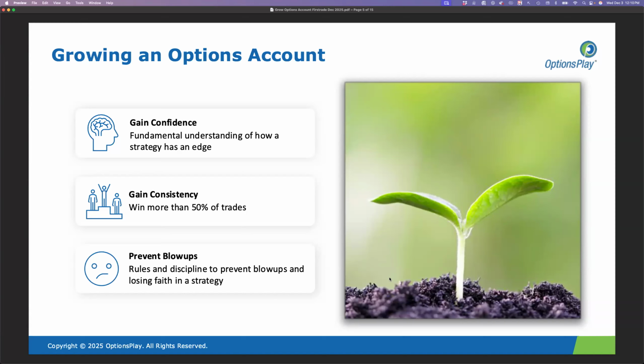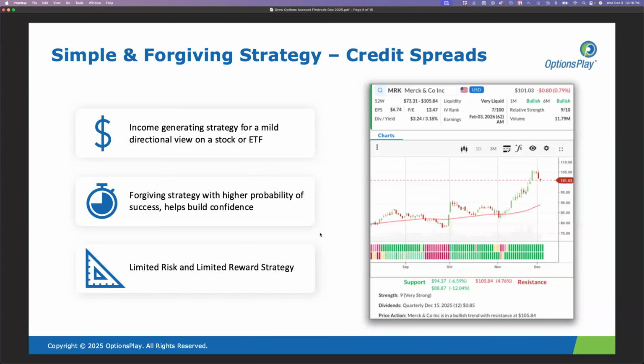And if any of you can relate to that, just think back about that, and we're going to reflect back on those strategies and specifically how you can avoid blowups in your account. Because no matter how good your strategies are, if you blow up your account, then all bets are off.